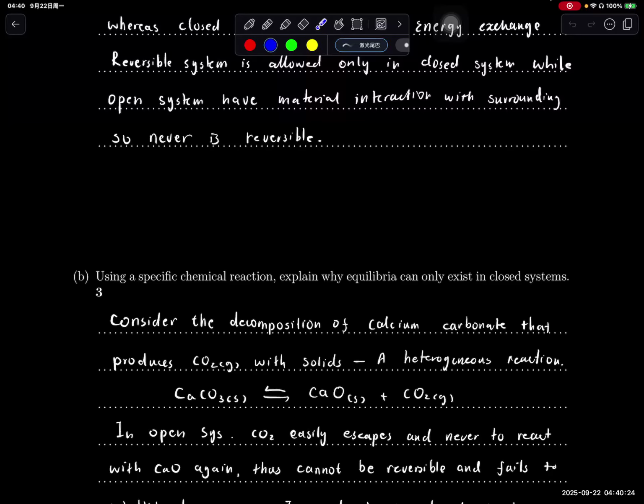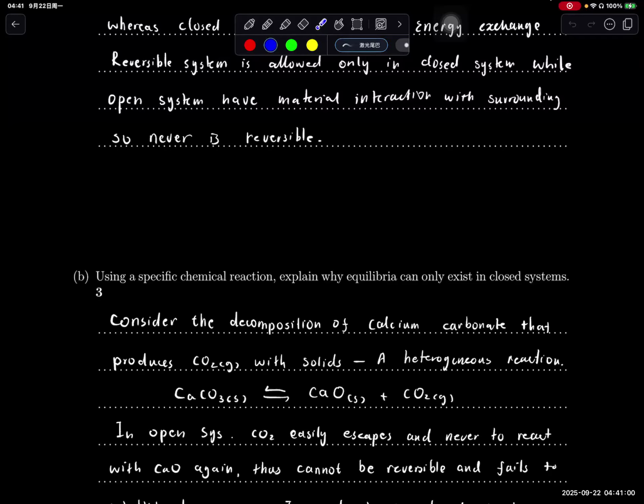So what I did is give an example, since it asked for a specific chemical reaction. Consider the decomposition of calcium carbonate. This is one we learned in class in stoichiometry. It produces carbon dioxide with solids, so it's a heterogeneous reaction. This is just me showing off a little bit of my general knowledge about the type of reaction. With extended responses, basically try to sound smarter. That's general advice for how to ensure you can get all the marks of this question.